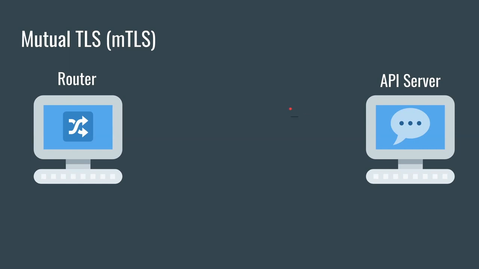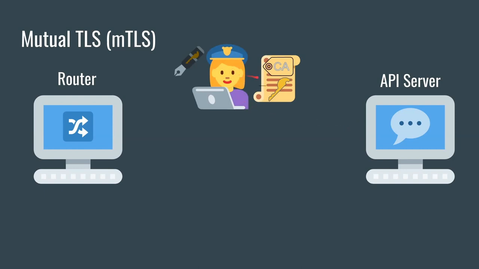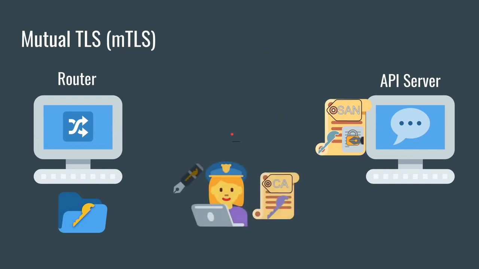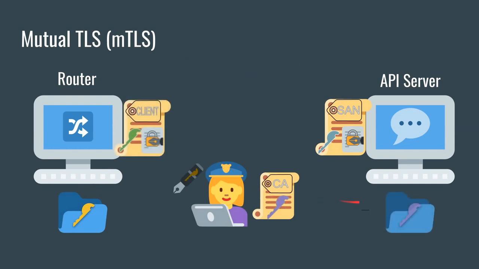So let's say we have a router component and an API server within our data center. We'll have a self-signed certificate authority that will issue a certificate to our server signed with their public key. This certificate authority will make sure their public key for their certificate authority gets installed on the client machine. We could then have another CA. It could be the same CA, but for illustration purposes, let's say this is another CA that's in charge of issuing client certificates. They'll issue a client certificate, and they'll make sure that the public key for this CA gets installed on the server-side machines.